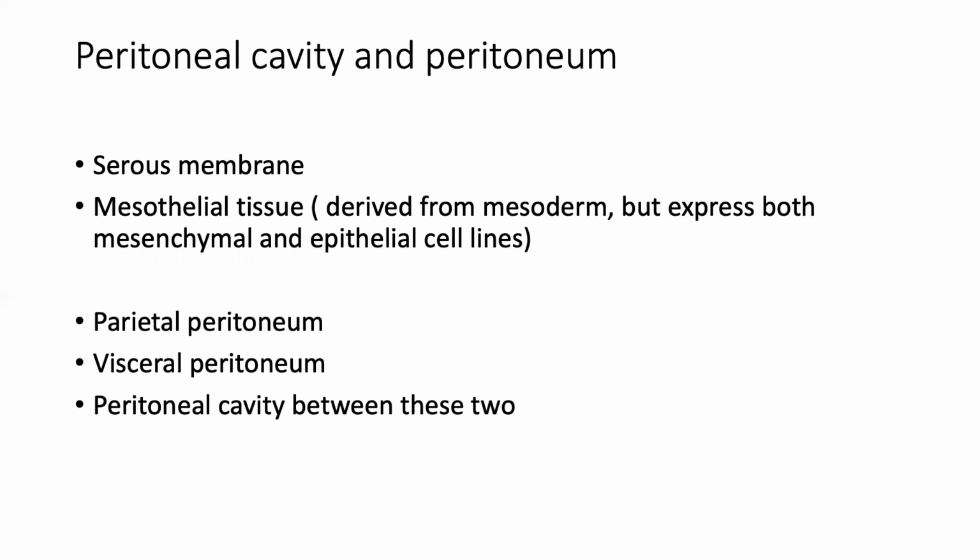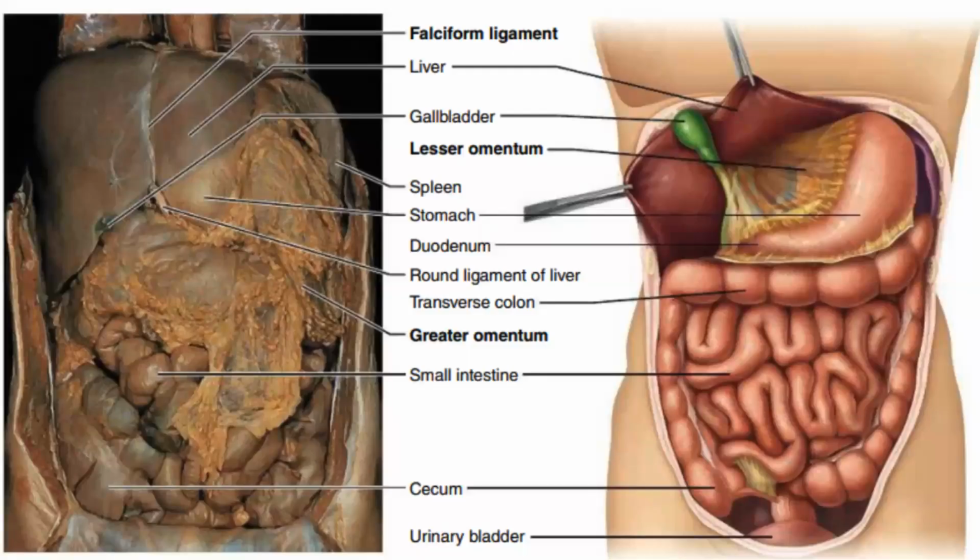We have two layers of peritoneum, the parietal peritoneum and the visceral peritoneum, and the peritoneal cavity is between these two layers. So now have a look. We open, this is the cadaver. This is the right side where we can see the liver. This is on the left side, where we can see the spleen.